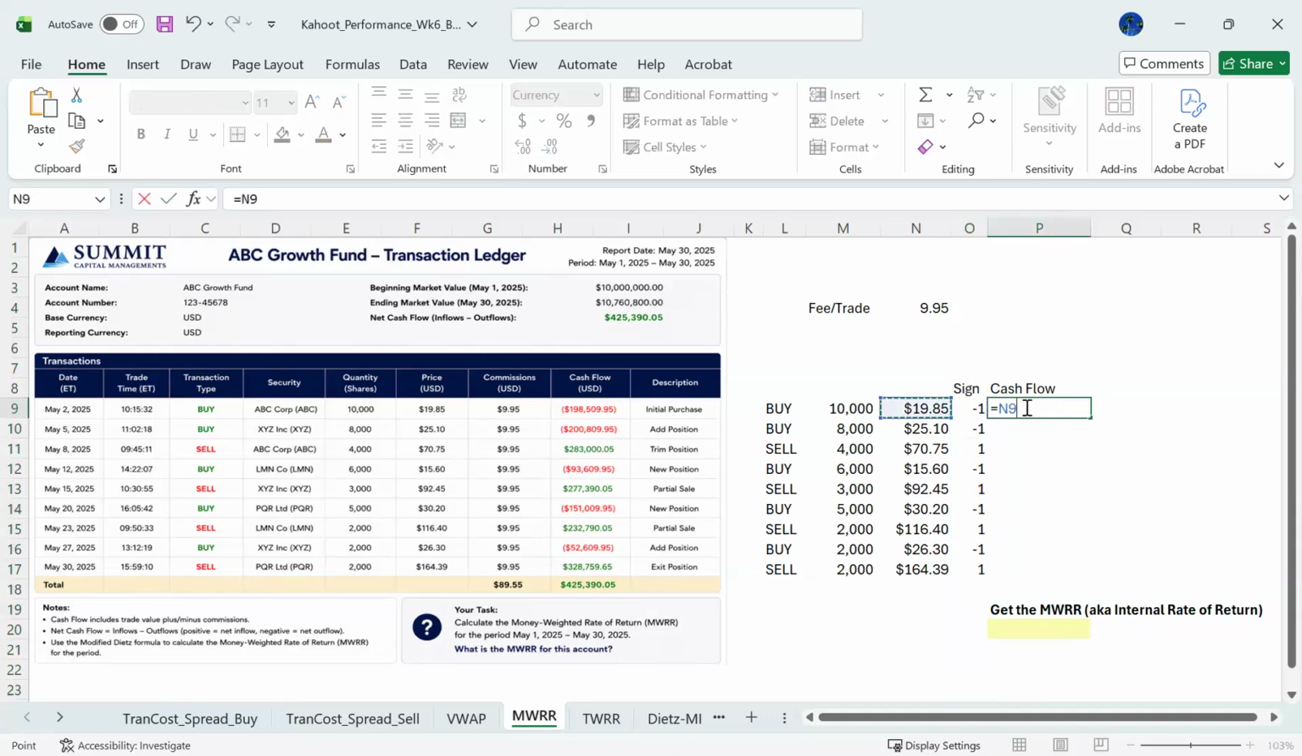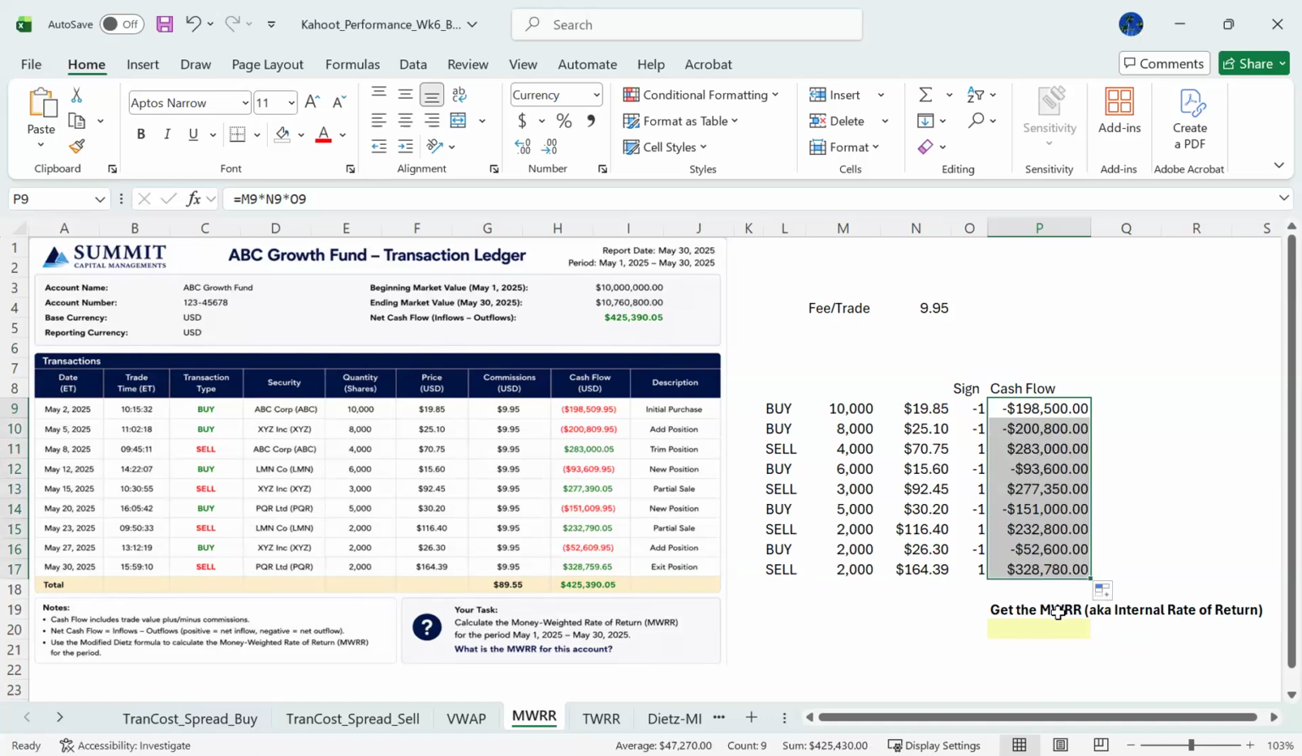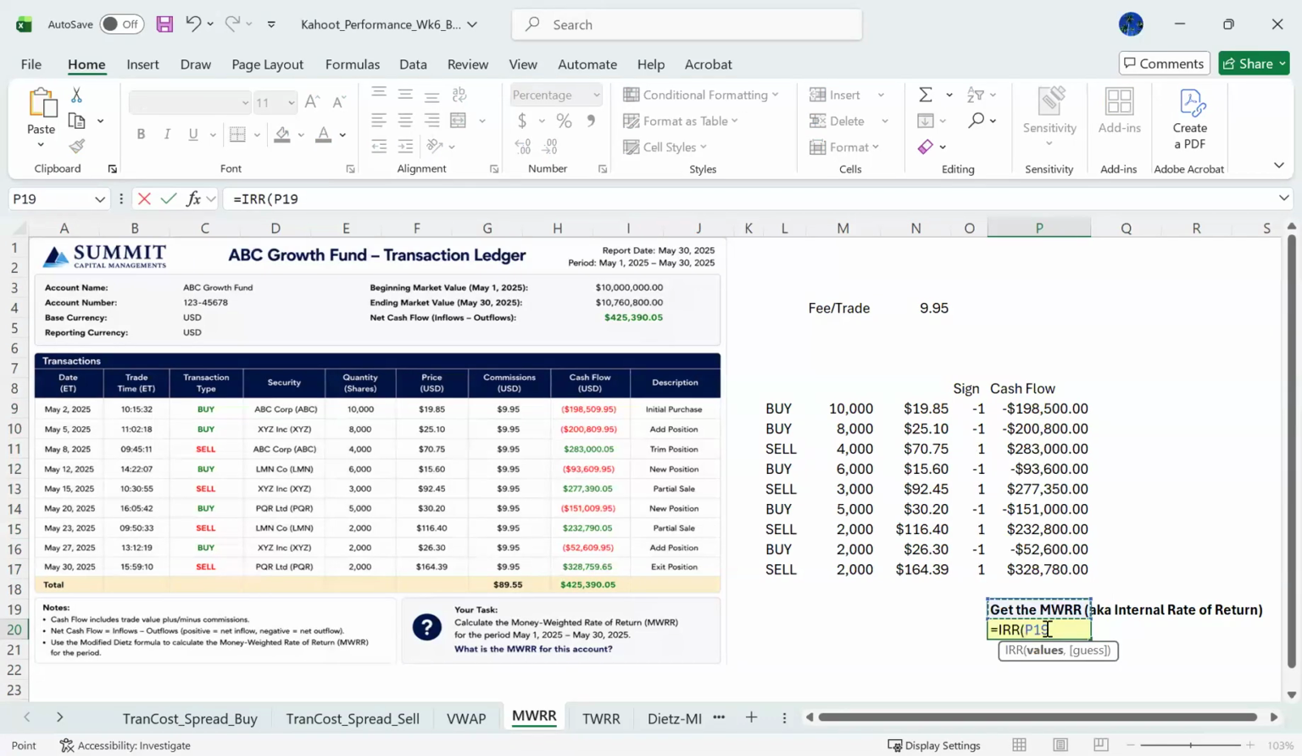So now the cash flow is simply the number of shares times the price of the shares times the sign. And once again, because there is no empty column between these two, I can just place the cursor here, double click, and it will drag it down. Once I have all the cash flows, essentially I have a list of negative cash flows, which are considered by Excel or the internal rate of return formula, the money weighted rate of return, as investments, cash outflows, and then you have cash inflows. And therefore we just do equal IRR, and then we just select, and there we go.